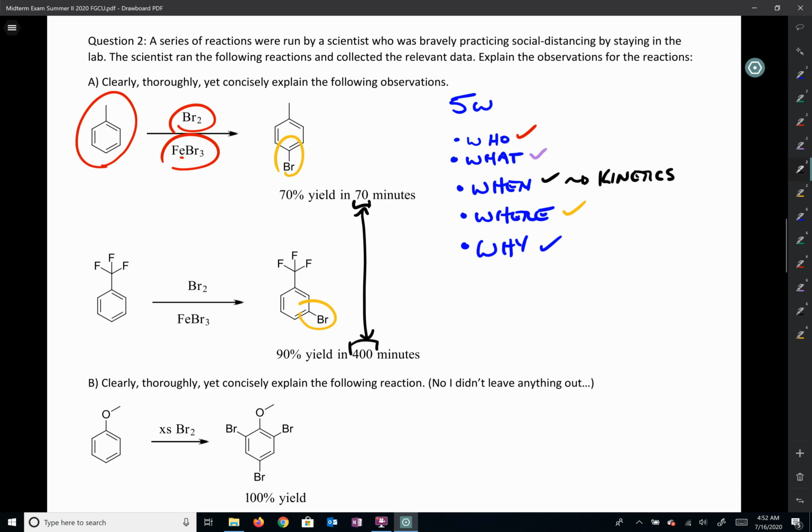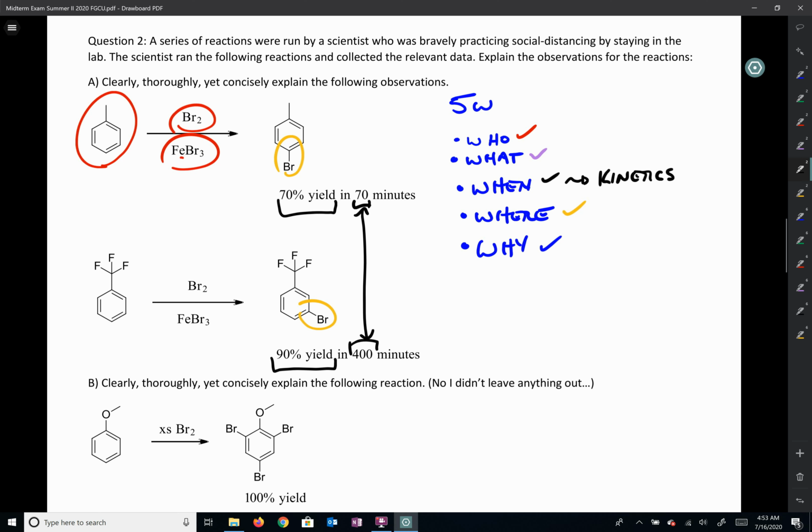So another common thing that I noticed is that you guys said, yep, it's 70%, so it's the major product, and it's 90%, so it's the major product. Okay, again, you guys are just looking at the numbers and telling me something, right? You're not explaining it to me, though. Okay, why would one of these have a lower yield than the other one? That's a great question, and that should be something that we can explain. Why would an activated ring have a lower yield than a deactivated ring?